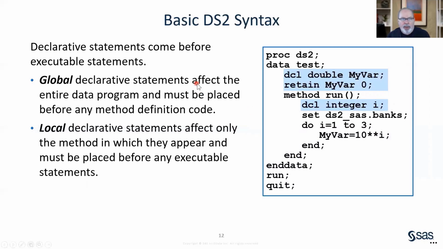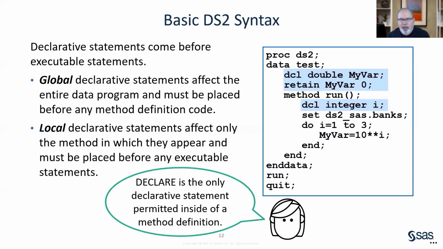So any global declarative statements must be in the data program before the very first method statement, before you start defining any methods. And if they're located anywhere else, you'll get a syntax error. For local declaratives, they must be in the method before the first executable statement is seen. If not, you'll get a syntax error. And to be honest with you, these two are what we call a declare statement. And within a method, the only declarative statement allowed is the declare statement itself.